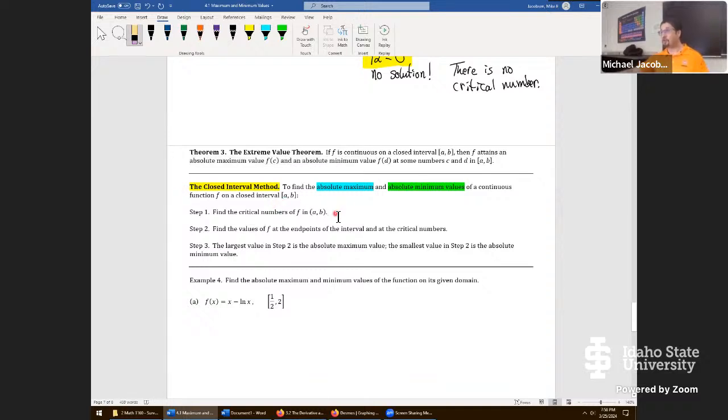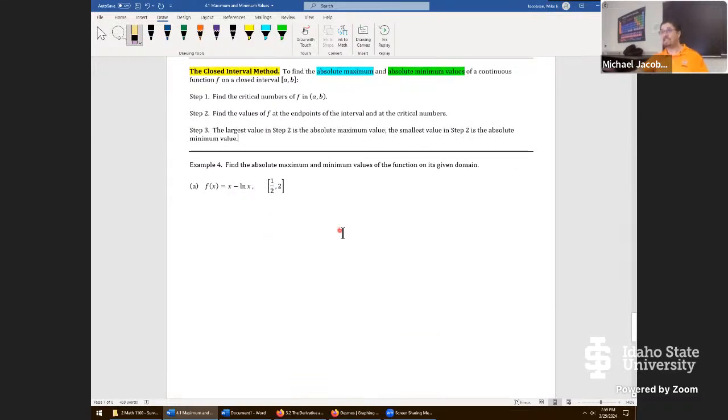First thing you do, in step 1, is find all critical numbers. In step 2, evaluate the function at the endpoints of the interval, so f at a, f at b, and f at the critical numbers. Then step 3, you're just summarizing. The largest value you found prior is your maximum, and the smallest value you found in step 2 is your minimum. Let's give this all a try and see how it goes. Any questions about the method at the moment?